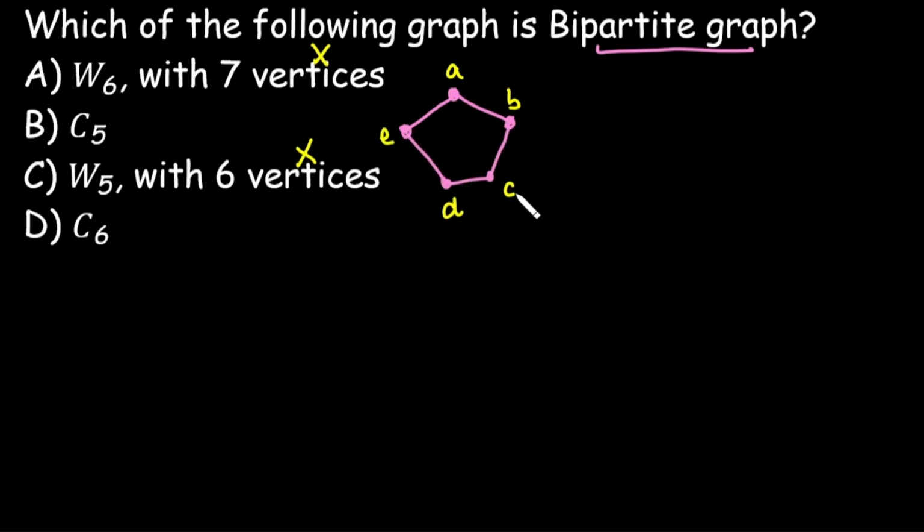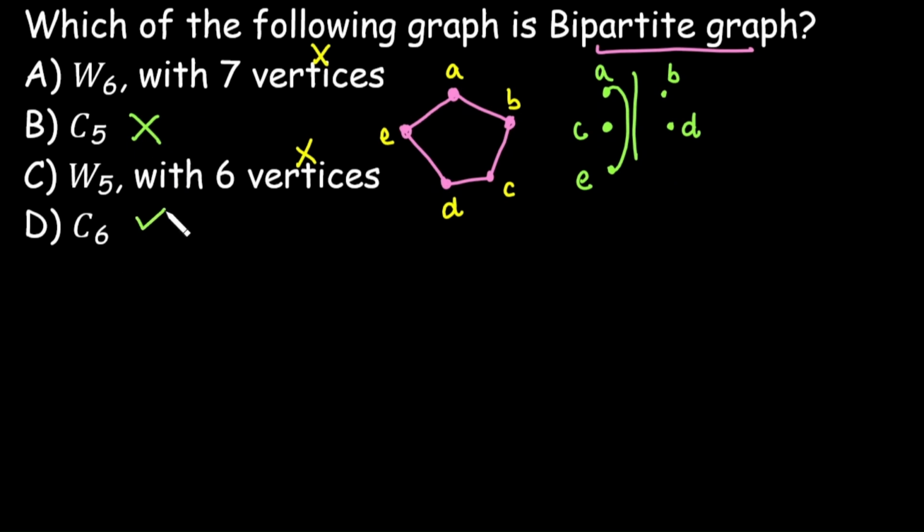Here we have taken the C5 graph. Let's make the partition of the vertices. A and B are connected, so we place them into different sets. B is connected with C, so place it into a different set. C is connected with D, place it into a different set. D is connected with E, so it cannot be in the same set, so place it here. E is connected with A, but they are in the same set. Due to this, C5 is not a bipartite graph.